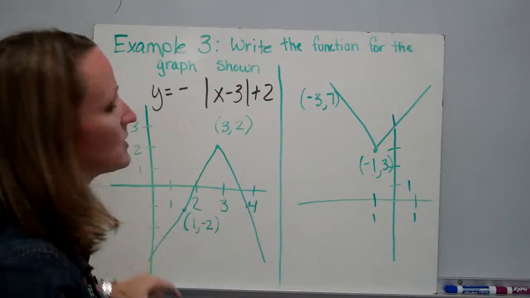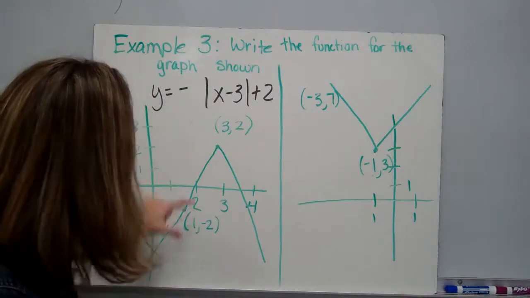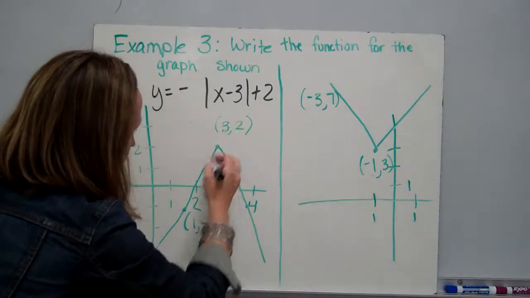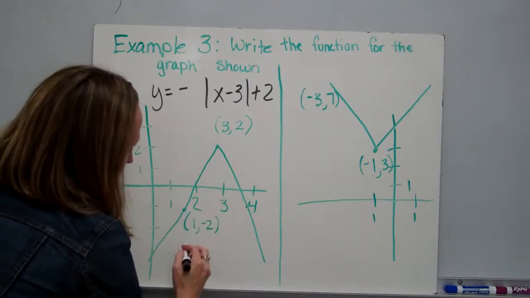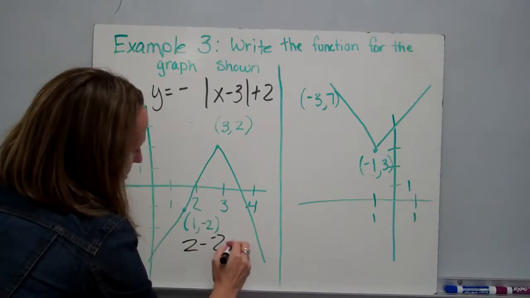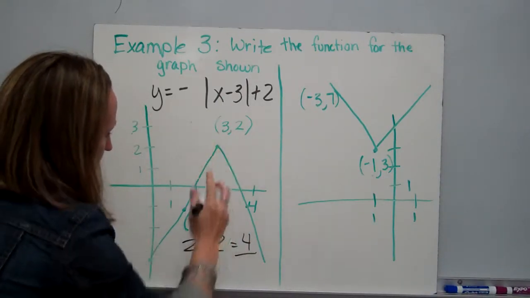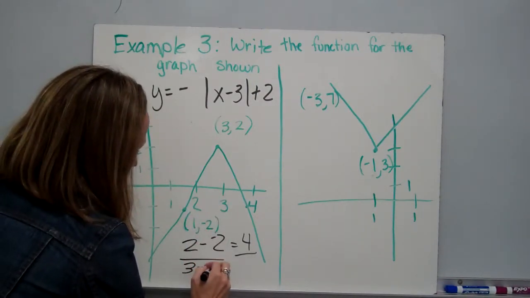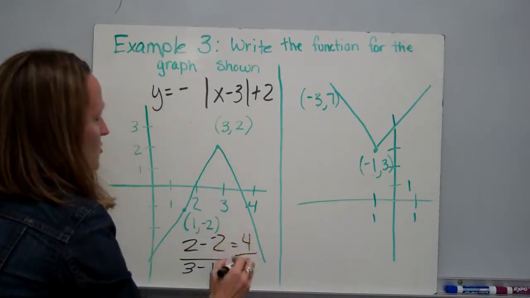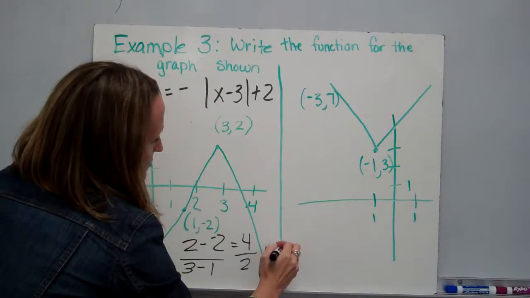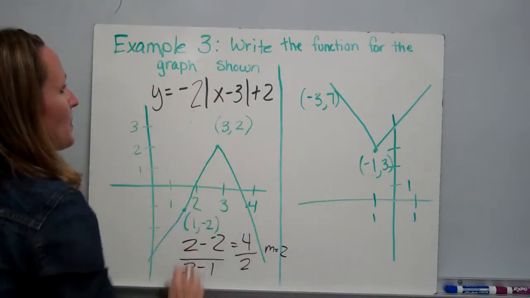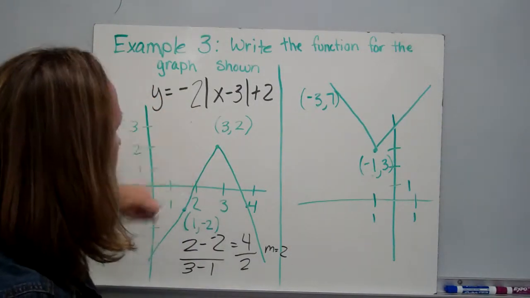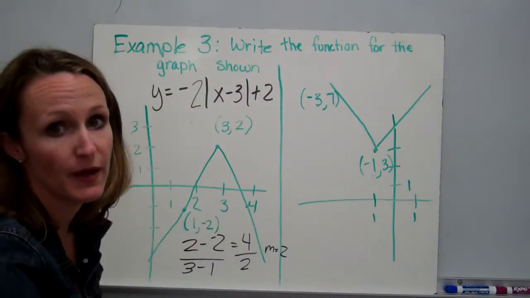Well, here's my question. Is my slope 1 over 1, or did it change at all? So from 3, 2 to 1, 1, I can find my slope by using my slope formula. So 2 minus negative 2, that gives me 4, over 3 minus 1, that gives me 2. So my slope is m equals 2. So out front, I get a 2. And I could have also seen that I went down 2 and over 1. So here would be my equation.